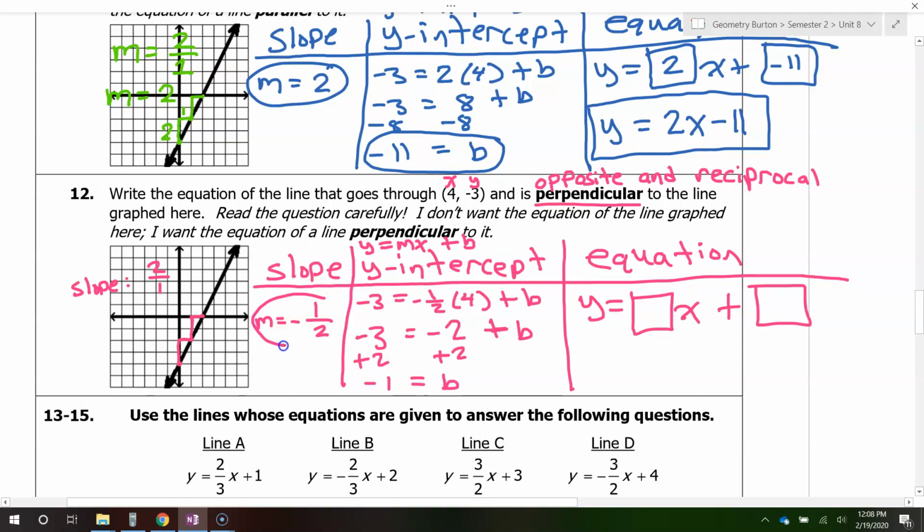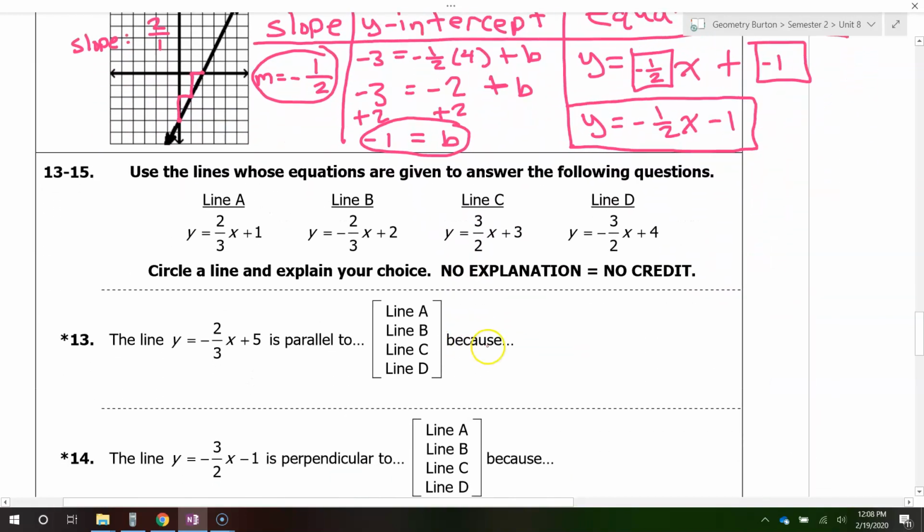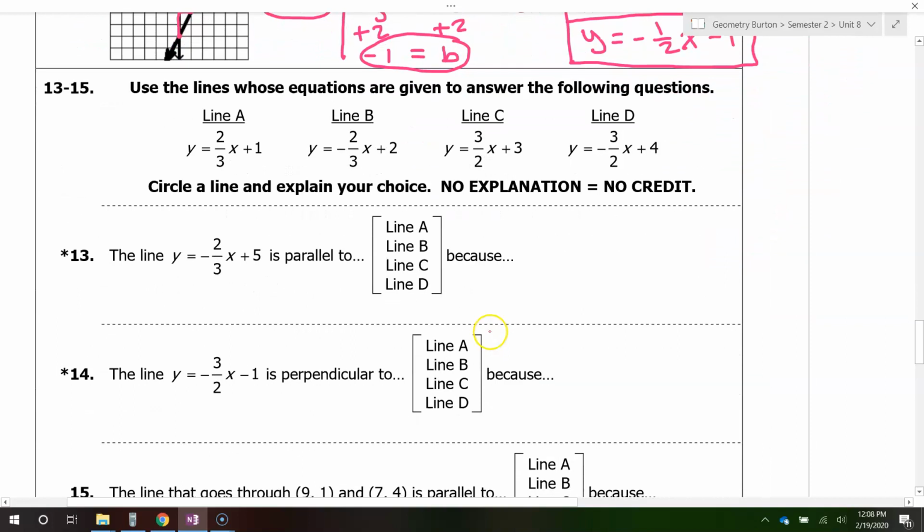So we have the slope and we have the y-intercept. So that means we will have our negative 1/2 right here, and our negative 1 will be here. So our final answer will be y equals negative 1/2 x minus 1. Please don't put plus negative 1, just put minus 1. All right, so that was it for number 12.